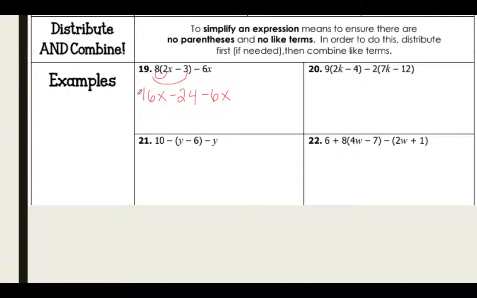Now we need to look at our expression and see if we can add anything together to simplify even more. So we simplified the parentheses. Now we're looking at combining like terms. So 16x and negative 6x can go together. If I have 16 things and I take away 6, I've got 10. And the negative 24 doesn't have any like terms, so it's just going to come down as a part of our answer.